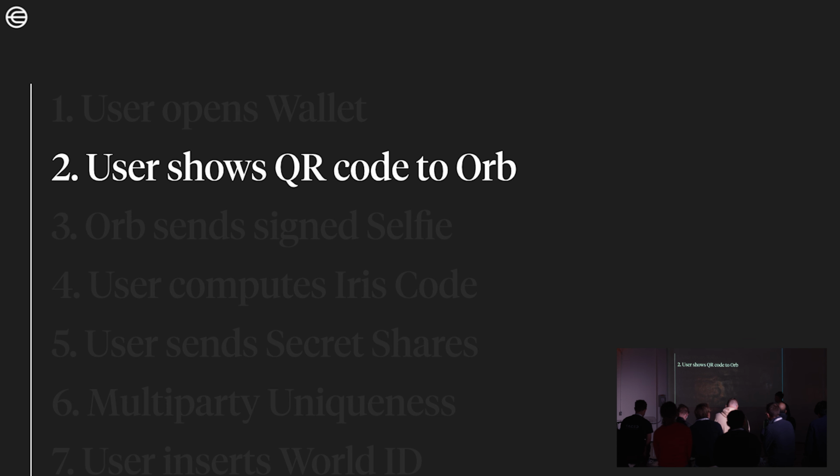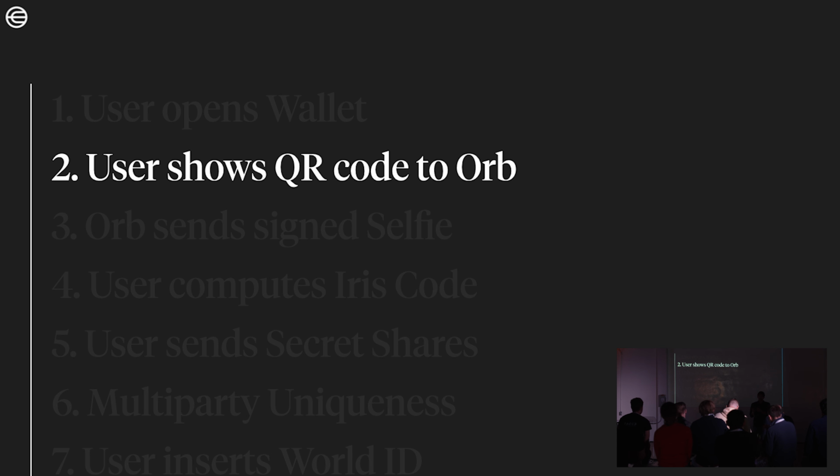So let's get to the next point. Now you have a World ID in your wallet. You need to get this orb verified. So you open the wallet, you go to find an orb, and then you're in front of the orb, and what happens is the wallet will show a QR code. The QR code gets seen by the orb, and now an end-to-end encrypted, authenticated connection is established between your wallet and the orb.